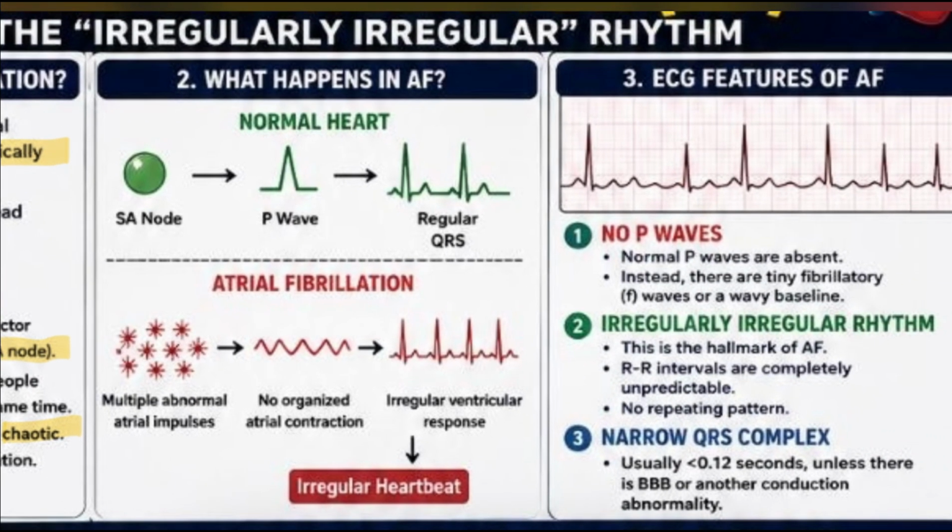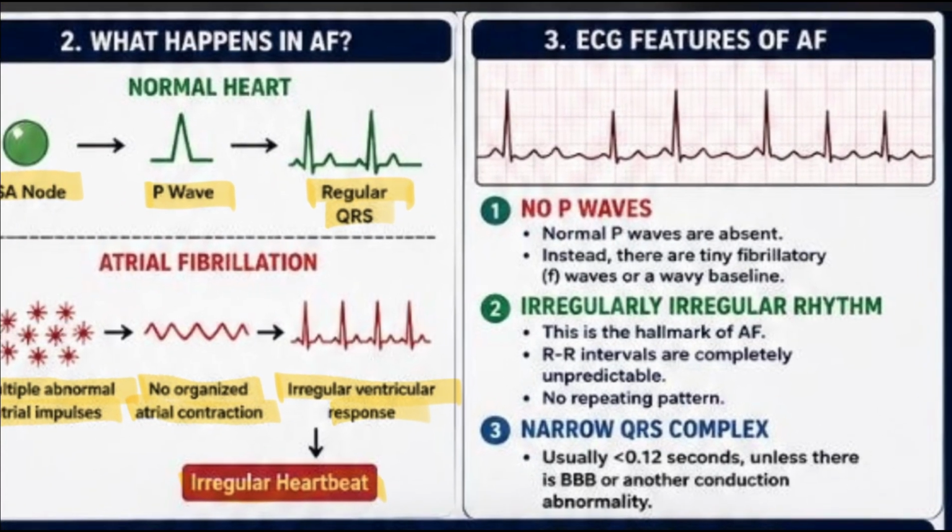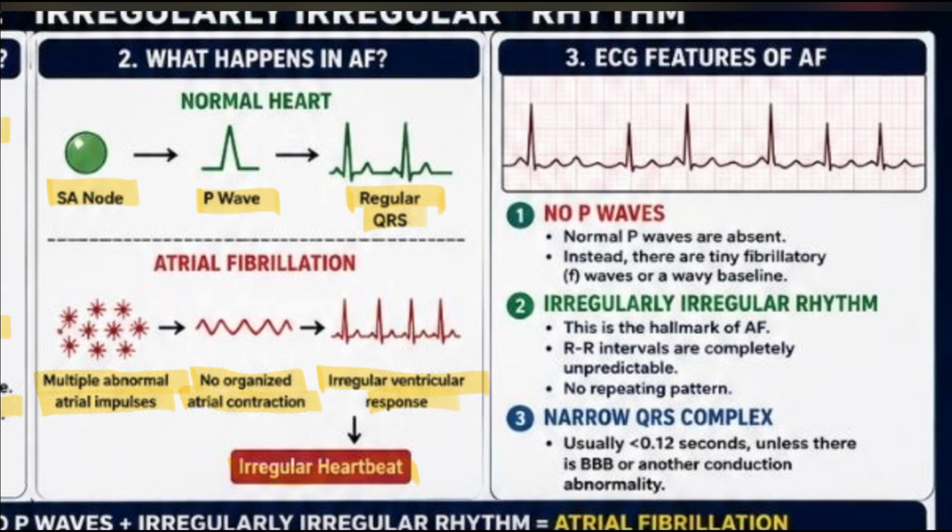What happens in atrial fibrillation? Normally, in heart conduction, the current starts from the SA node, then passes to give the P wave, and then a regular QRS complex. In atrial fibrillation, the patient gets multiple abnormal atrial impulses and no organized atrial contraction, followed by an irregular ventricular response, so the patient gets an irregular heartbeat. Whenever you look at the ECG, you can see this type of rhythm. This is the most important part.